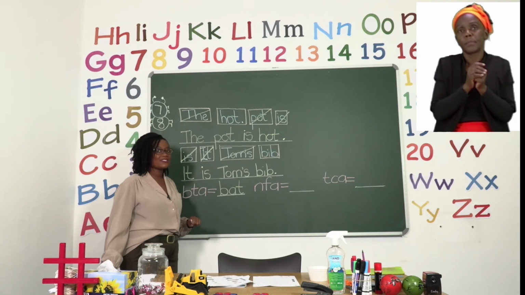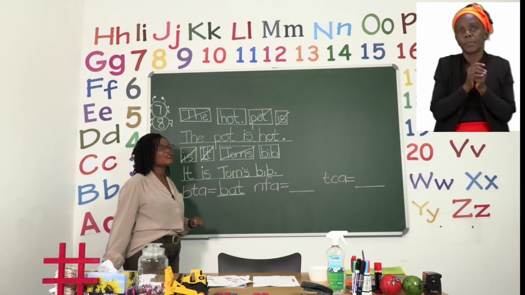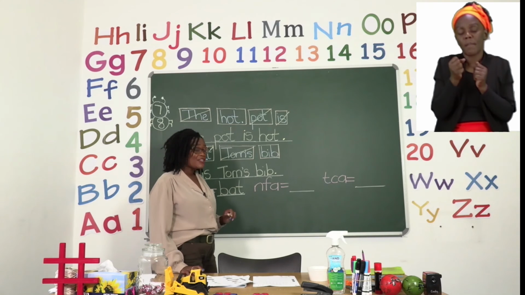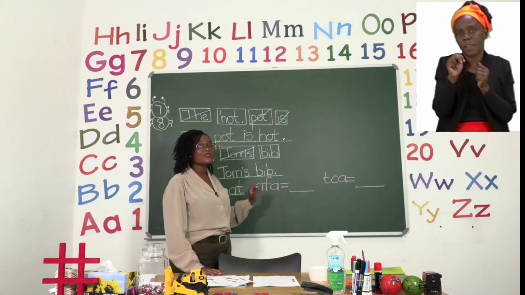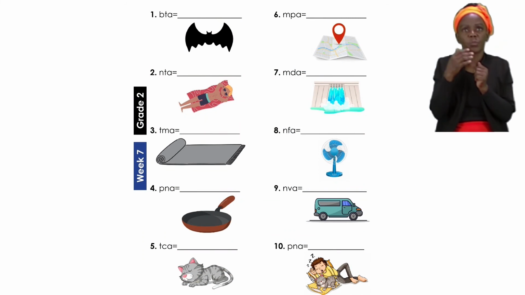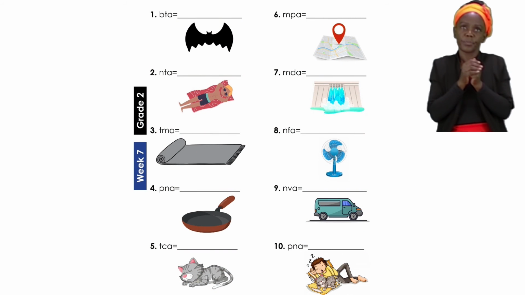Now the next one that we're going to try is the word fan. Fan, that is number 8. So we are going to try the word fan. Can you see the fan? Well done! There it is. So we're going to use the letters to make the word fan.